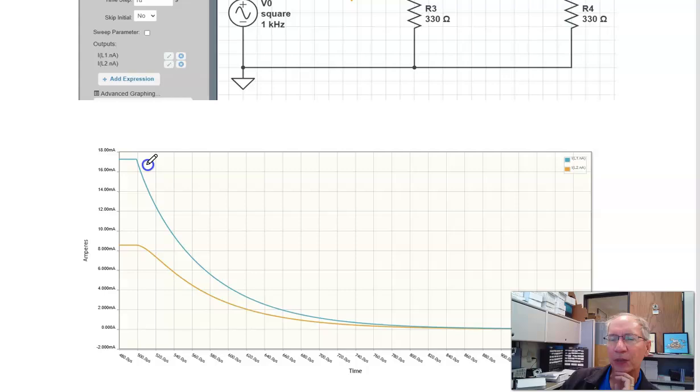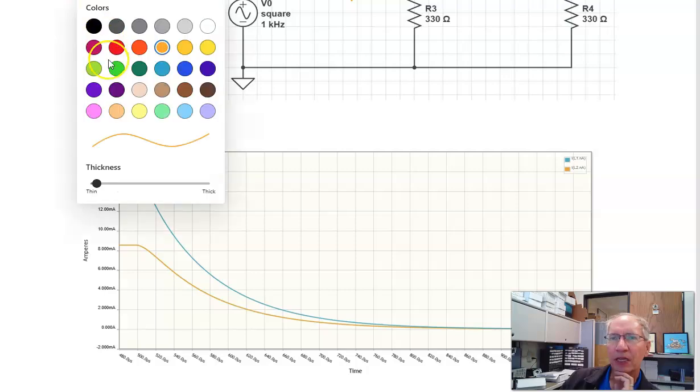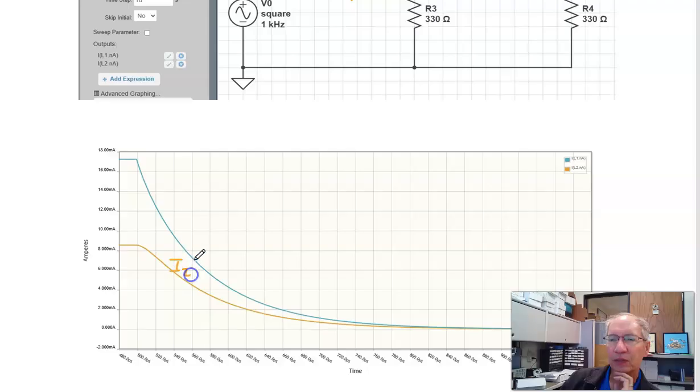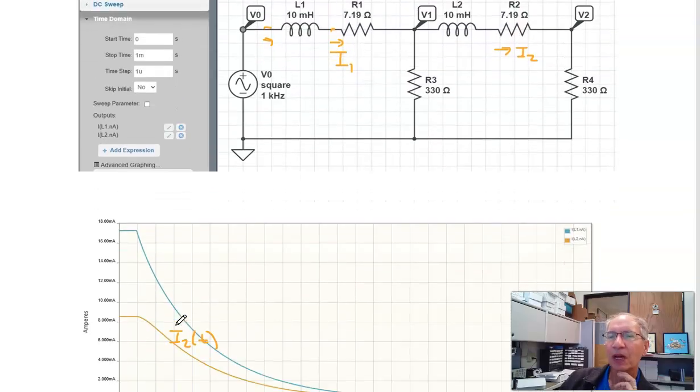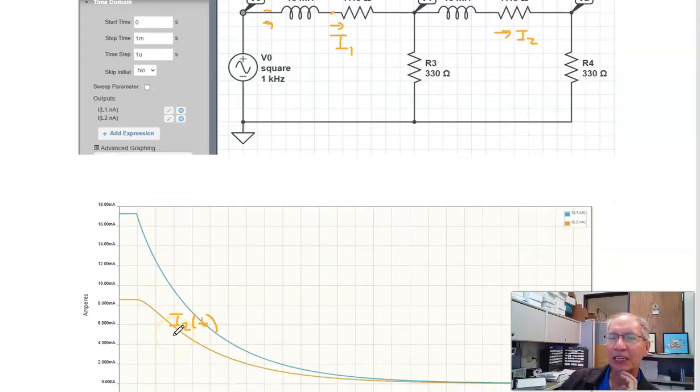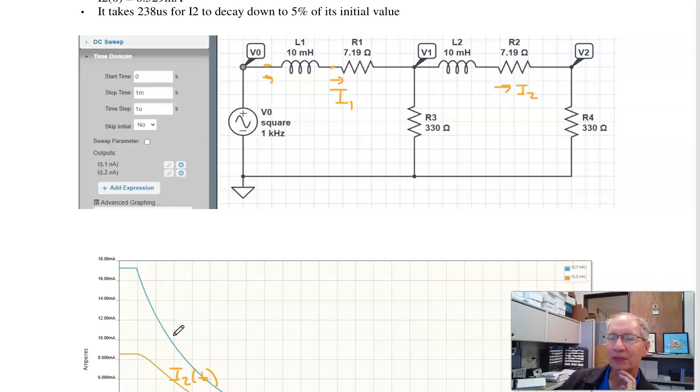Here is I1 of t in blue. The yellow line is I2 of t. And that matches up with our calculations. There is no lab portion, but if there was a lab, I should get the same result. The problem with the lab is that this is current, and current's kind of hard to see. But that's inductors.